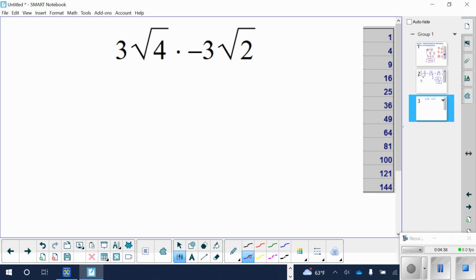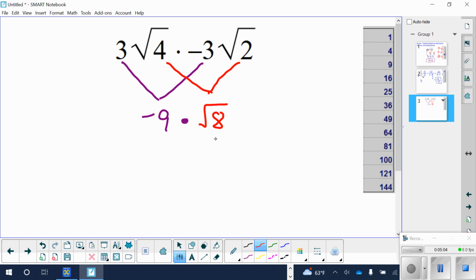And then our last problem, we're just going to multiply radicals together. So the numbers out of the jail can multiply together. The numbers in the jails can multiply together. So the numbers outside of the jails can multiply together. 3 times a negative 3 is negative 9. And then the numbers that are in the same jail can multiply together. So square root of 4 times square root of 2 is square root of 8.